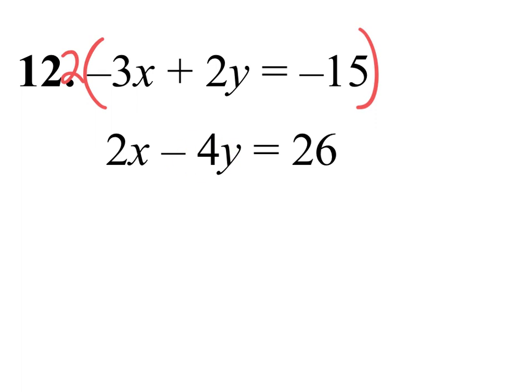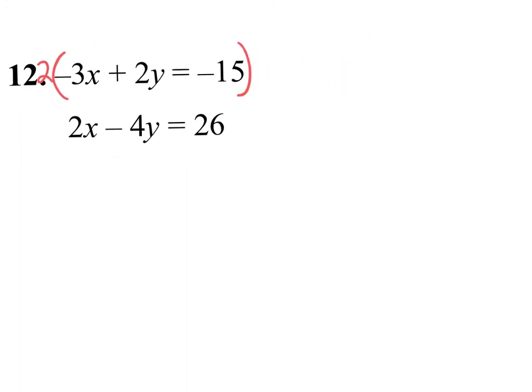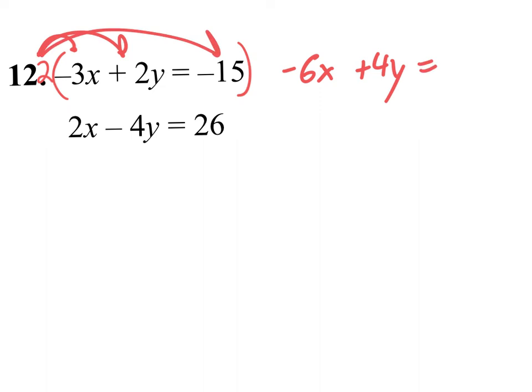Okay, so let's distribute and rewrite over here on the side. I'm going to take the 2 times negative 3x, which is negative 6x, 2 times 2y is positive 4y, 2 times negative 15 equals negative 30. The bottom equation, I'm not even going to change anything because I already have this positive 4 ready to cancel with that negative 4. So I'm just going to rewrite the bottom equation down here. So I'll have 2x minus 4y equals 26.